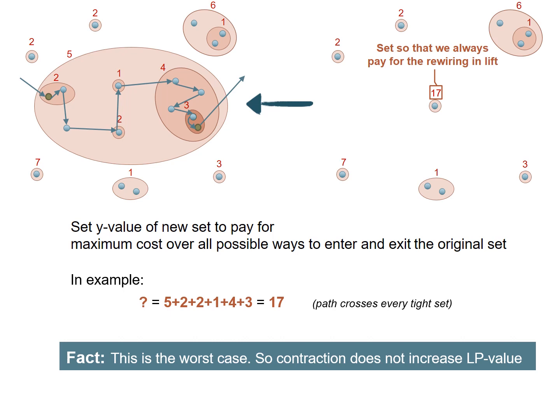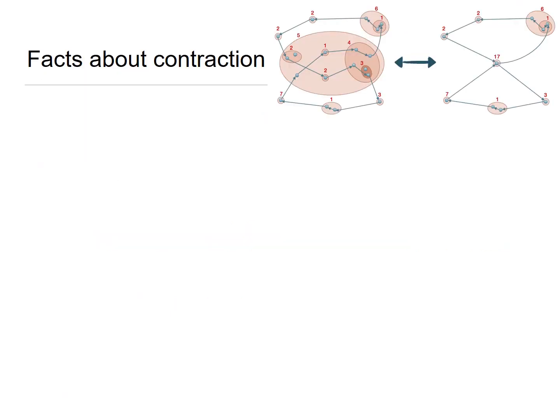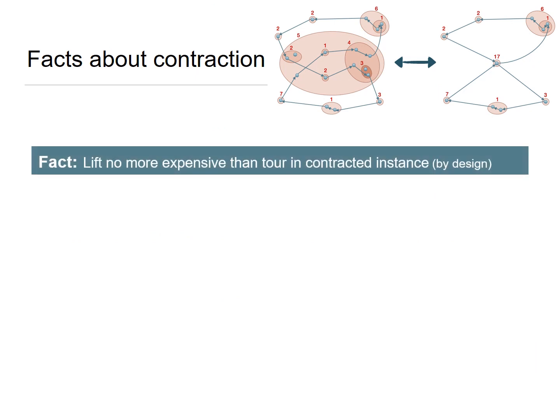So the contraction has not increased the LP value because we got rid of all these sets that had these values, and now we replace this with their sum. But maybe this is smaller. If this is in fact substantially smaller, then we say that S is reducible. This set is reducible if when I contract it, the LP value drops a lot. So let's review what we have done. The lift is not more expensive than the tour in the contracted instance because we have put this 17 essentially to pay whatever happens here. So that's fine. That's by design.